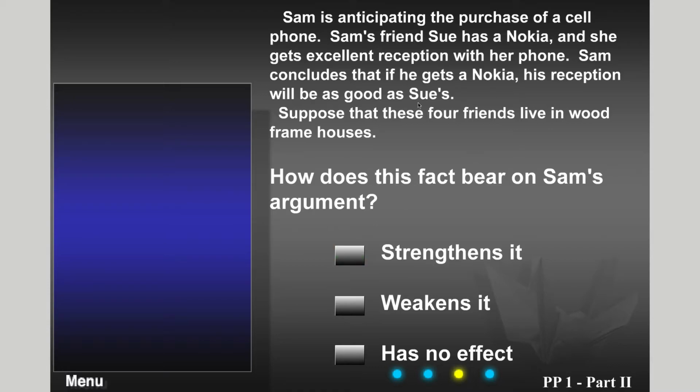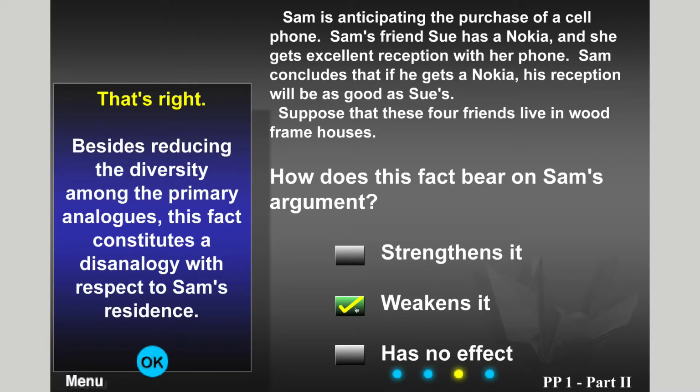But either way, the fact that these 4 friends live in wood frame houses would seem to weaken it. I'm only concluding that it should have no effect, but I'm assuming they still think that Sam is living in the steel house. So let's say it weakens it. We reduce the diversity among the primary analogs, and this fact constitutes a disanalogy with respect to Sam's residence. In other words, Sam's residence is still the iron place. These friends live in wood houses just like Sue. That's a disanalogy, which is another way of saying the attributes are different, right? And therefore, it doesn't strengthen it, it weakens it. But we do this all the time, again, right?